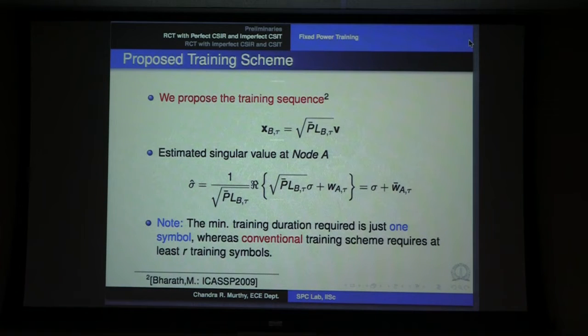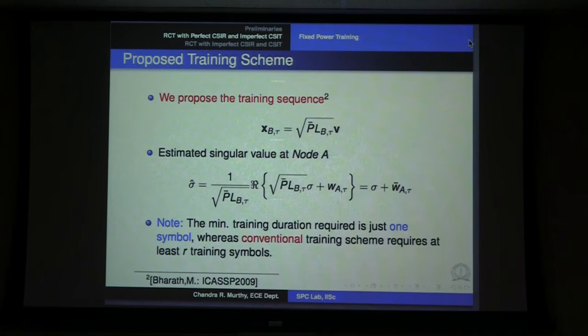If you use V as a beamforming vector for transmitting your training signal, and you multiply that with the channel, you will be left with just sigma plus noise, and of course sigma is a real valued positive quantity. So from the received signal you can extract the real part because the imaginary part contains no useful signal component, and then you can normalize by the training power, and that will give you an unbiased estimator of the channel singular value. So this is how we estimate the channel singular value at node A.